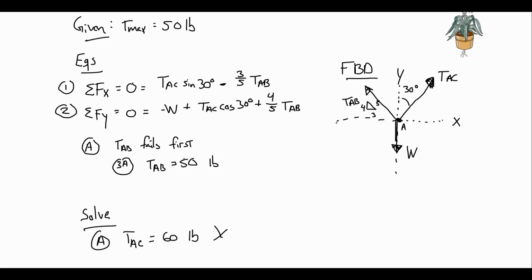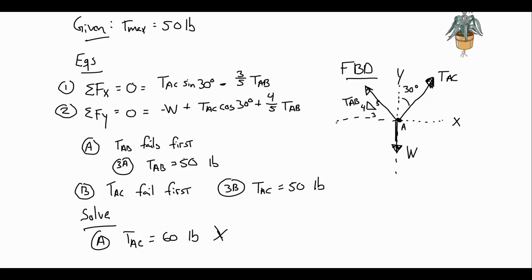But I know that that can't be the case because I was told that the maximum tension that either cable could hold was 50 pounds. So that tells me that scenario A cannot be the scenario that's true. So what must be true, since there's only two choices, is that TAC is going to fail first, which means that my third equation will be different. 3b, I'm going to make TAC equal to 50 pounds.